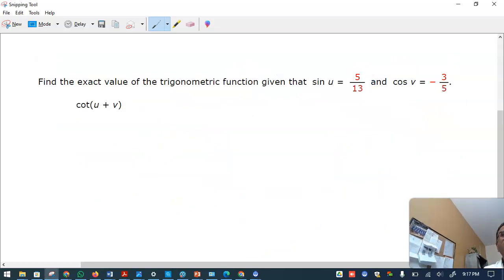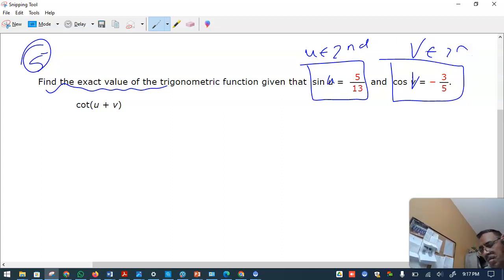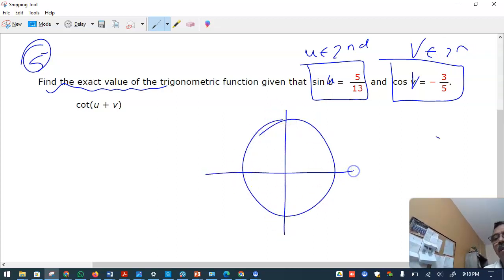So question number 5, practice problem, is find the exact values. You are given these two parts, given both the u angle and the v angle. It says u is in the second quadrant, and v is also in the second quadrant. So I'll have to make two unit circles just to get an idea, the whole picture. So this is how it's going to be.